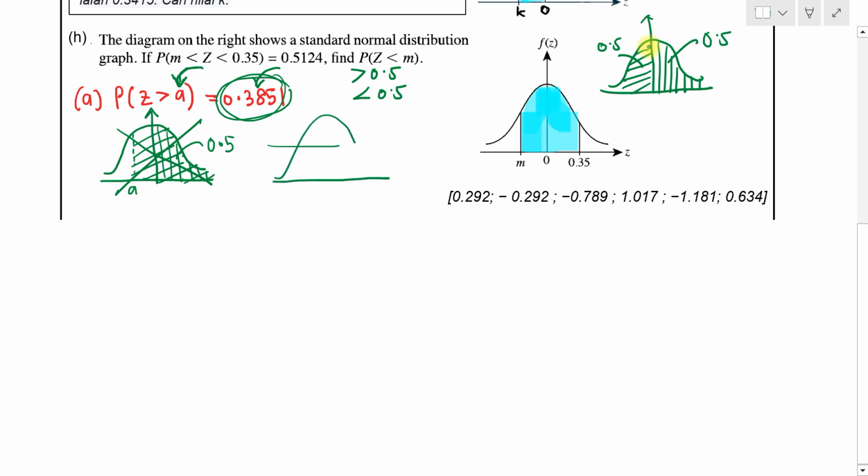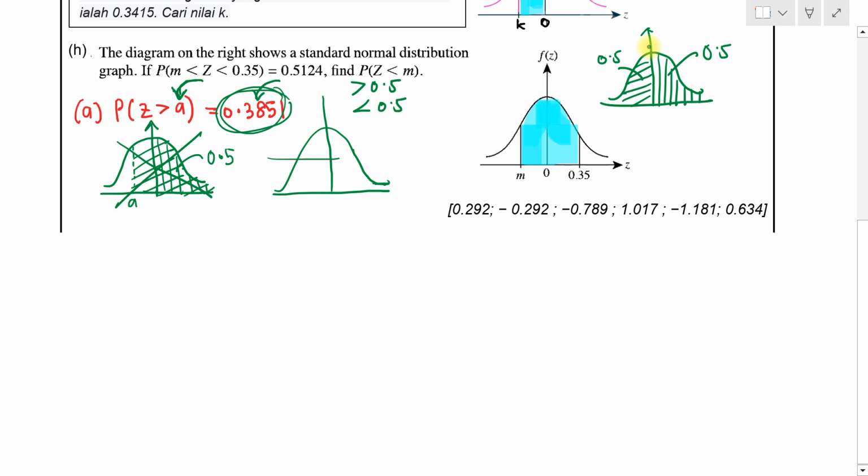So where should your A be? Your A should be on the positive side. You need to determine whether your A is positive or negative. That's the most important part. When you shade here, Z greater than A equals 0.3851, it is very logical, as it is less than 0.5. So we know that probability Z greater than A is 0.3851, and you can calculate straight from your table. Remember we are calculating the Z score, not the probability.